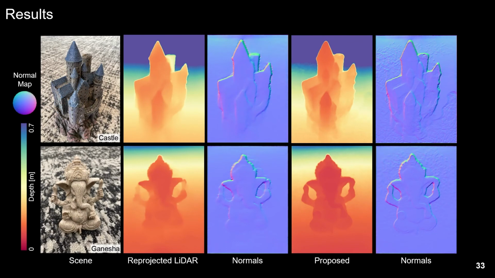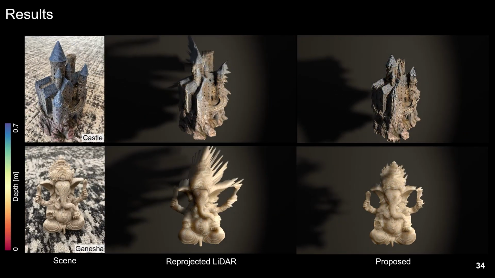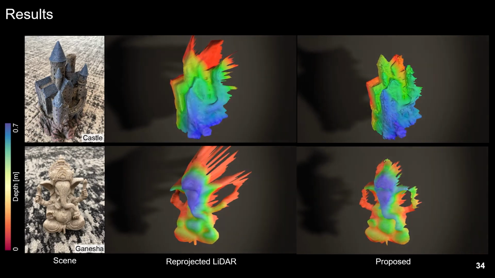Even for complex backgrounds where the phone depth struggles to determine what's an object and what's part of the carpet, our method produces robust, geometrically consistent results, particularly along the spires of the fish tank castle and the arms and ears of Ganesha.